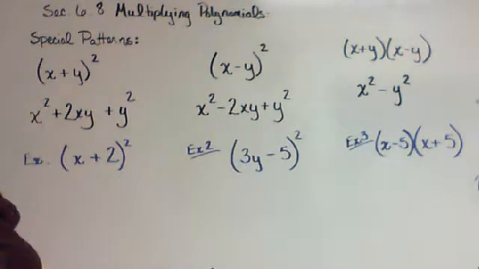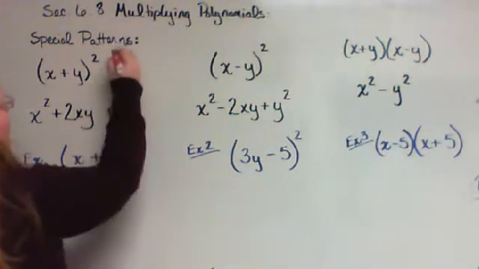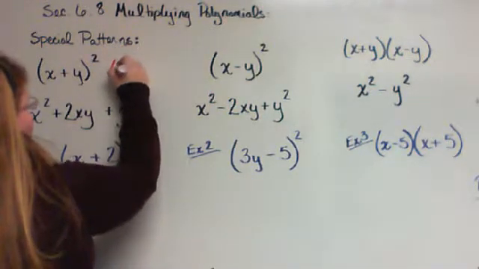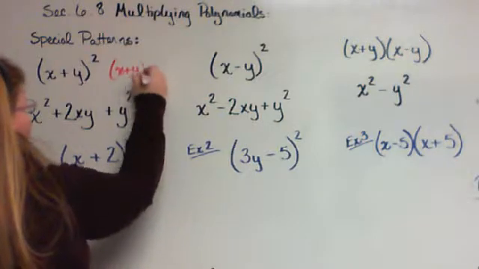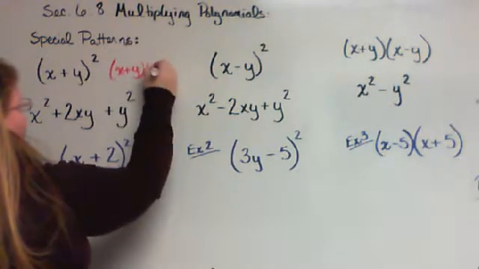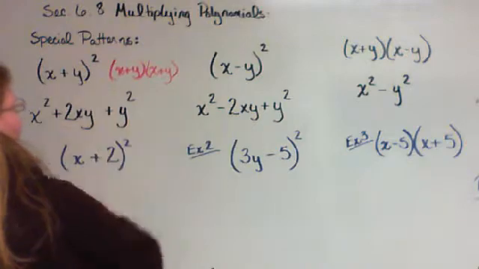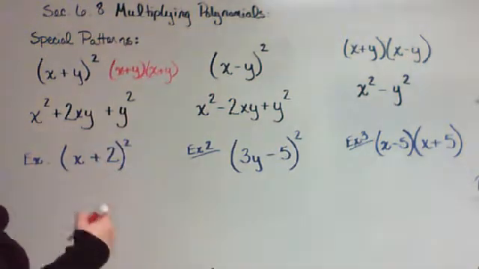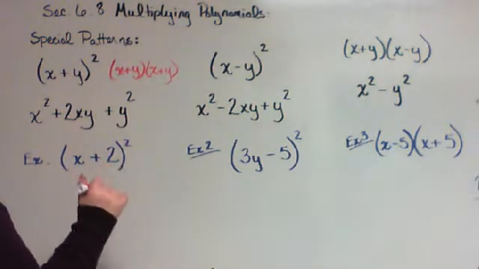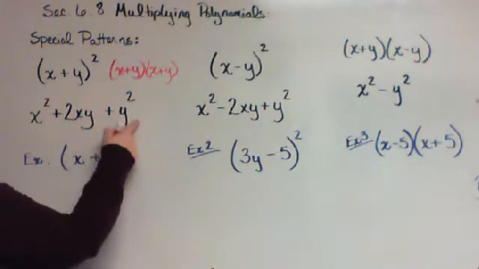So for this pattern, if we were to do it the old-fashioned way, we would say that (x + y) squared, because it is squared, means we have two of them. So that's (x + y) times (x + y). Then you have to FOIL it out, George it out, whatever you're going to do, distribute it out. But when you do, you're going to end up with this.